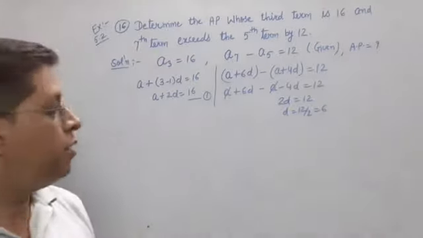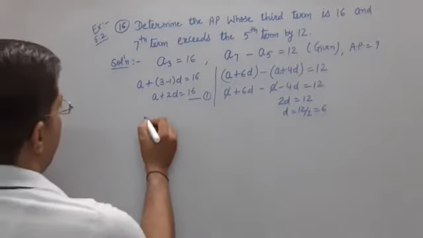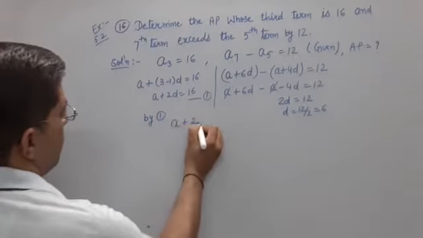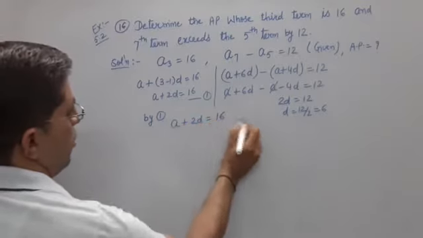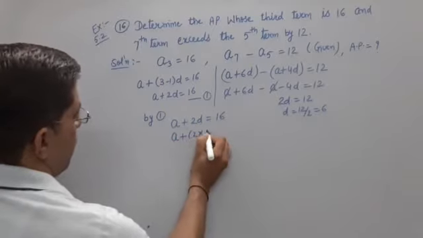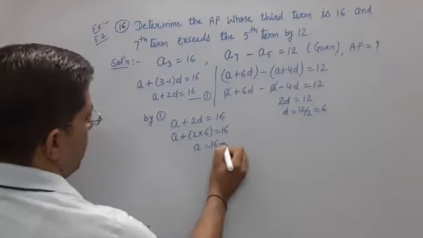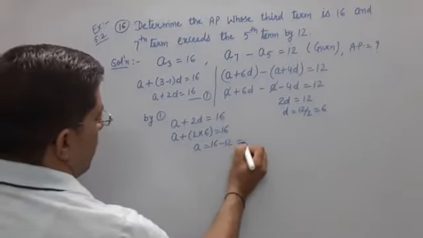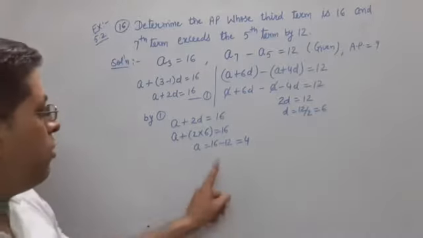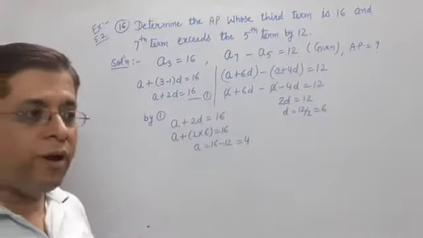D is 6 here. Put the value of D in the first equation. A plus 2D is equal to 16. Put the value of D here. A plus 2 into 6 is equal to 16. So A will be 16 minus 12. I can say A is 4. Isn't it? Now I got the values of A and D. But what do I have to find? I have to find the AP.